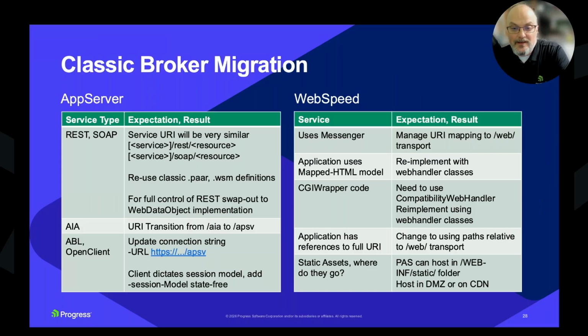Significant in this list that I'm looking down here, if you're using the second entry, mapped HTML in your WebSpeed application, that's one thing that we highly recommend against. In fact, I believe the term is "not supported" underneath PAS. You're going to want to re-implement those in either a web handler, or if you have to, put it into some flavor of a CGI wrapper or embedded SpeedScript. But if you have any level of mapped HTML web objects, you're going to want to rethink that strategy.